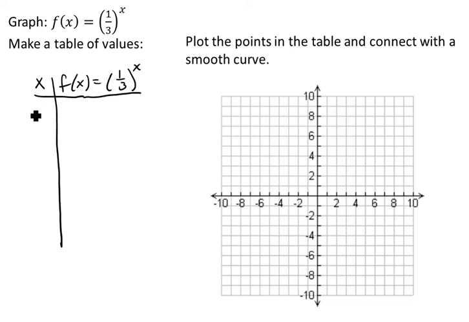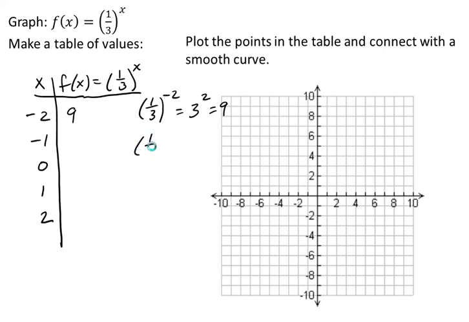Now for x, I'll go ahead and plug in -2, -1, 0, 1, and 2. Plugging -2 in for x gives us (1/3)^-2. That negative exponent by definition is going to flip that fraction over, so it would be 3/1, or just 3, to the +2 power. So that's the definition of the negative exponent. And so that comes out to 9.